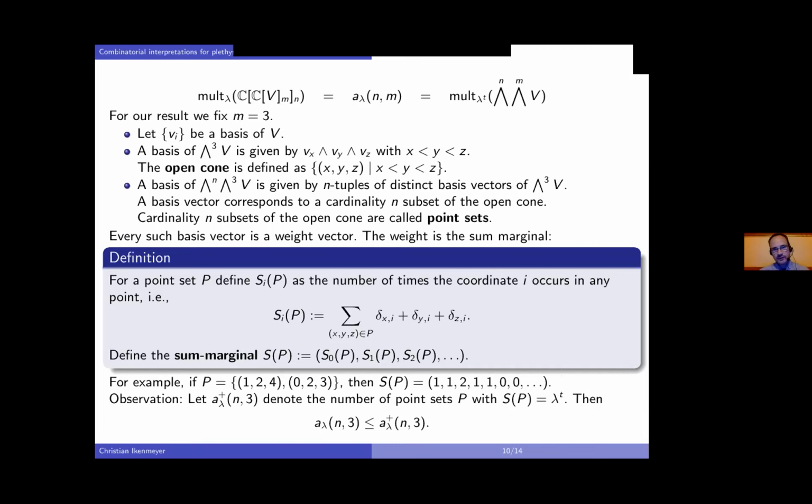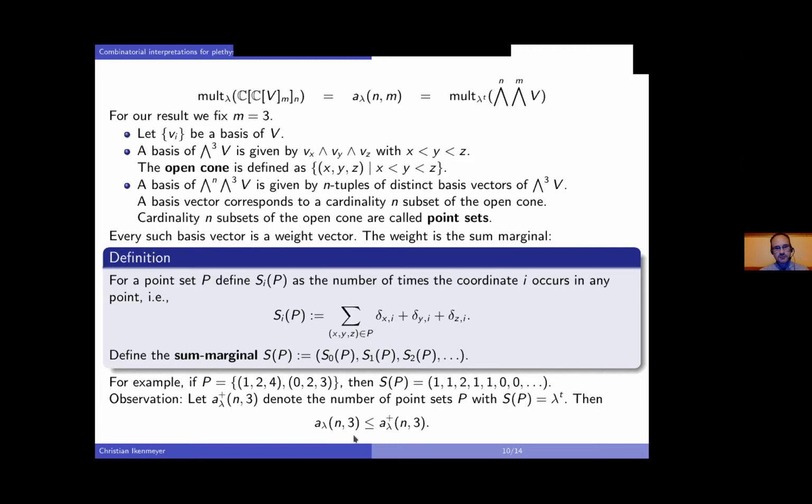So every weight vector, not every weight vector is a highest weight vector, but every highest weight vector is a weight vector. So if we know the dimension of the weight vector space, which is precisely the number of point sets where the sum marginal is exactly this lambda transpose here. The transpose is a technical thing, it just comes from this duality here. Don't worry about this too much. So with the correct sum marginal, this gives an upper bound for the Plethysm coefficient.